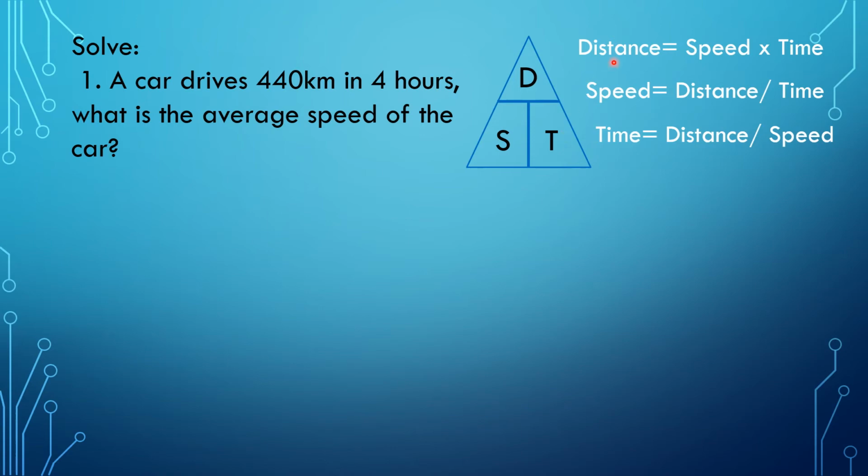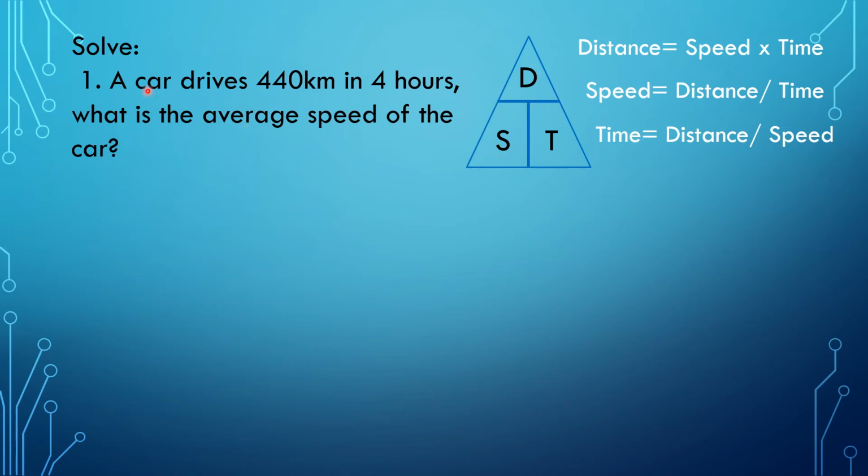Now, to find the distance, it's speed times time, right? So D is equal to S times T. Multiply these two. To get the speed, S, that is distance divided by time. So this one is the division sign. If you want to get the time, this is the time, distance divided by S.